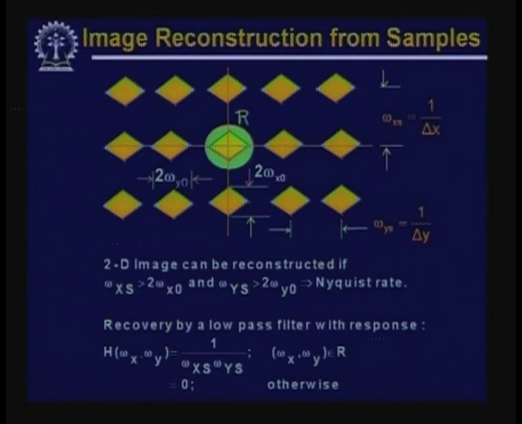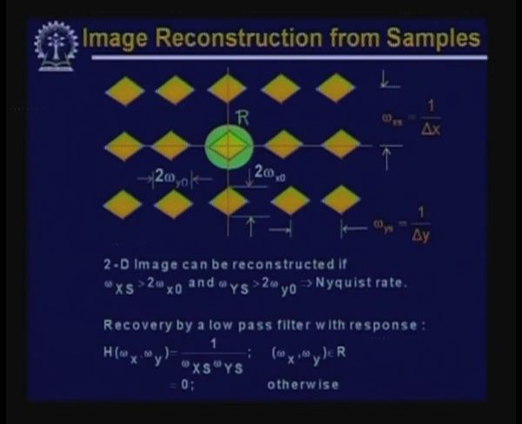In that case, it is possible that we will be able to take out just this particular frequency component within this region R by using this low pass filter. And again, for taking out this particular frequency region, the same condition of the Nyquist rate applies, that is, the sampling frequency in the x direction must be greater than twice omega x naught, which is the maximum frequency component along x, and the sampling frequency along the y direction again has to be greater than twice omega y naught, which is the maximum frequency component along direction y.